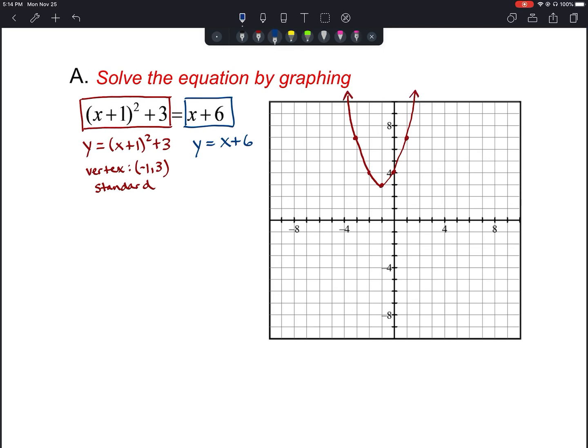Now the second equation is a line, and we know that our slope is 1 and the y-intercept is 6. So we'll plot that y-intercept first. And since the slope is 1, we're going to rise 1 and run 1. So you can plot as many of those points as you need to in order to be able to graph the line. So I'm going to sketch that on here.